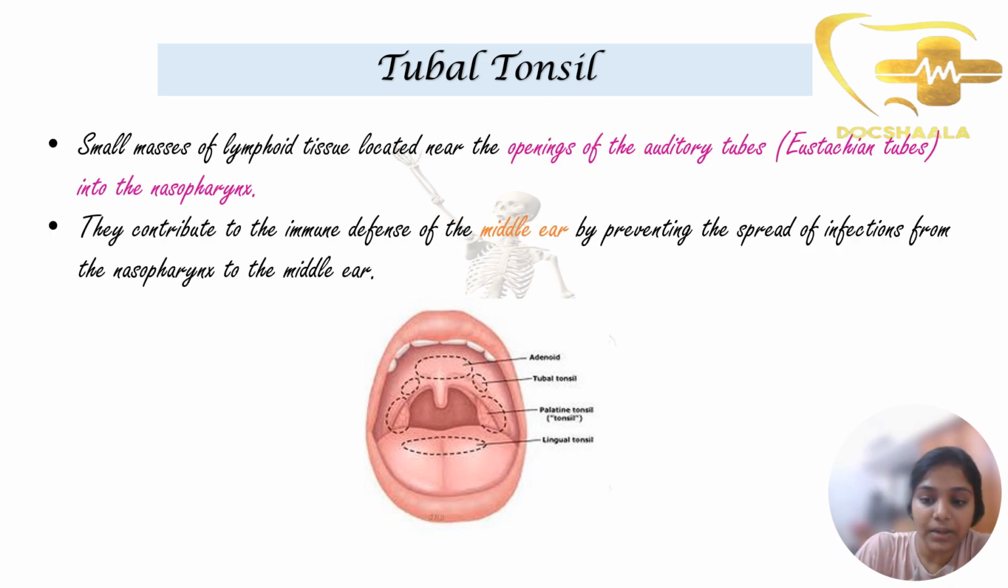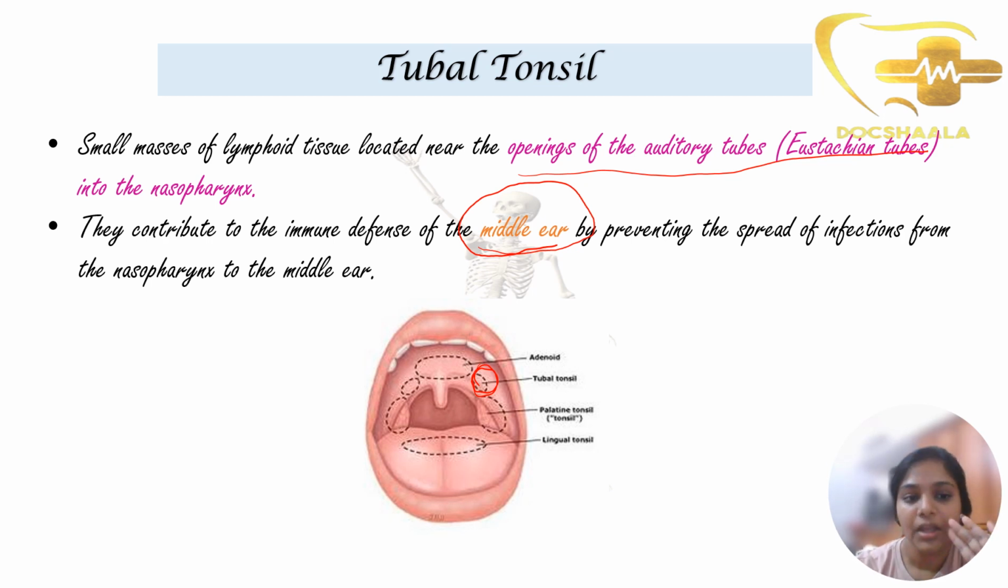The tubal tonsil, which is the smallest tonsil. These are small masses of lymphoid tissue which occur at the opening of the auditory tubes, or the eustachian tubes, into the nasopharynx. You can see the tubal tonsil being marked here, right? So it is mostly associated with ear infections. Okay, so it protects humans from infections of the middle ear. It stops the spreading of infections from the nasopharynx to the middle ear. So the tubal tonsil helps in that.